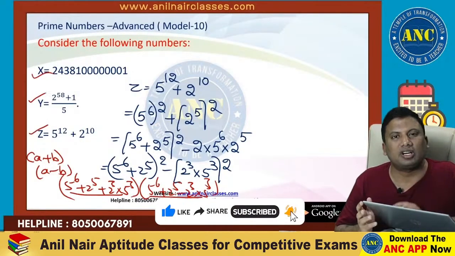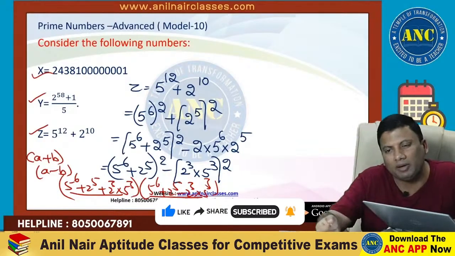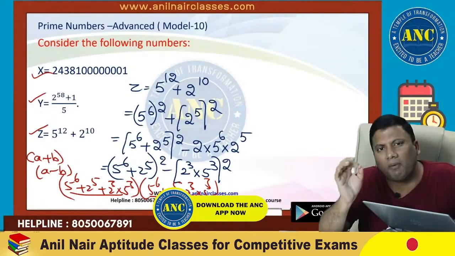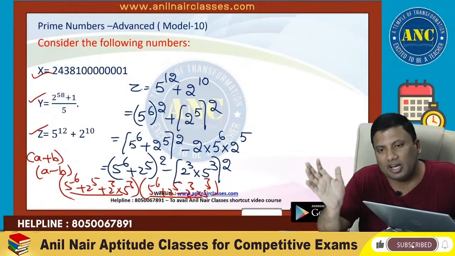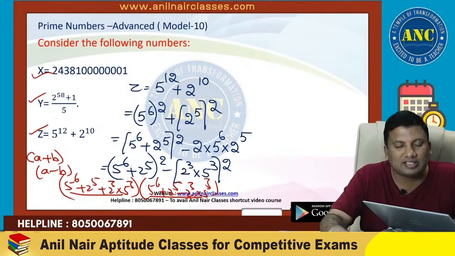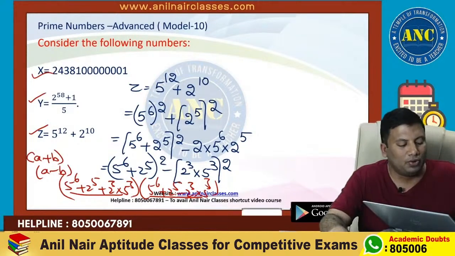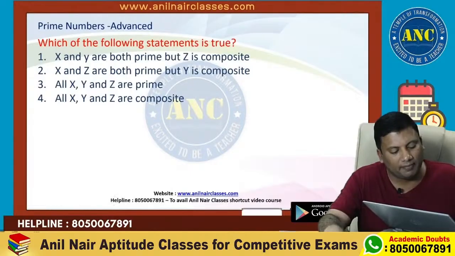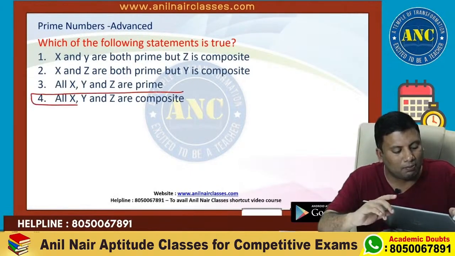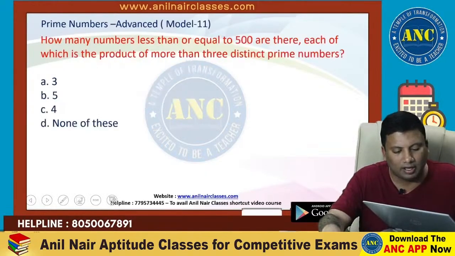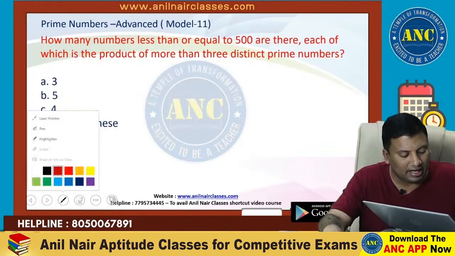Composite, composite, composite. Proving that a prime number is a prime number is a very complicated problem, because it has to go through 237 layers. Every layer it has to fail. If all of them fail, then the number is a composite number. I hope we finish off the entire prime numbers topic today. All of X, Y, Z are composite. We are at model number 10. I hope the idea is clear.